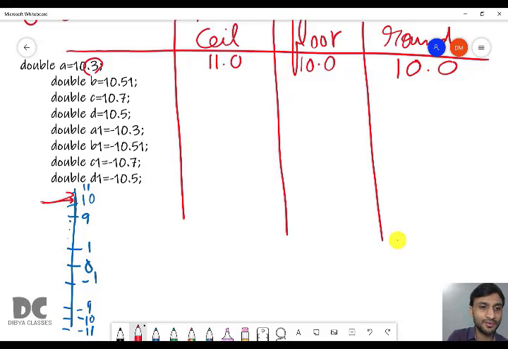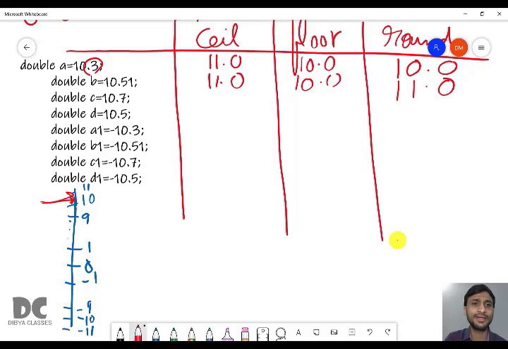Then we have 10.51. Again it will lie between 10 and 11. So ceiling is 11.0 and floor is 10.0. Very easy. Round: 0.51, you have to remember the rule. 0.51 is greater than or equal to 0.5, it is greater than 0.5. So the answer will increase. So it will become 11.0.